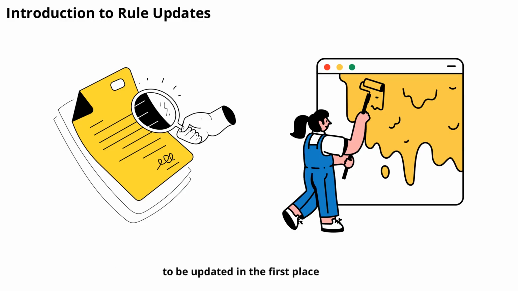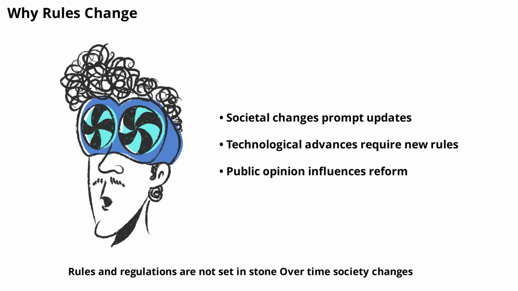Let's start by exploring why rules need to be updated in the first place, and what triggers these important changes. Rules and regulations are not set in stone. Over time, society changes, technology advances, and new challenges arise. These shifts often reveal gaps or outdated aspects in existing laws. For example, the rise of the internet created the need for new rules around online privacy and cybersecurity.